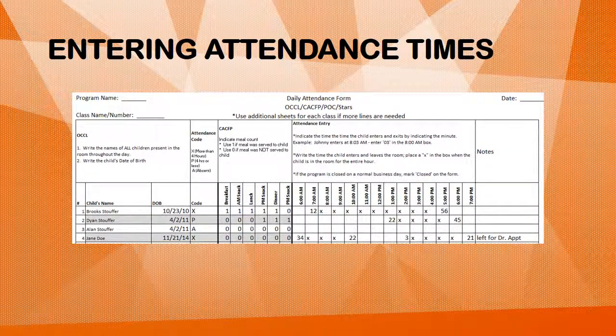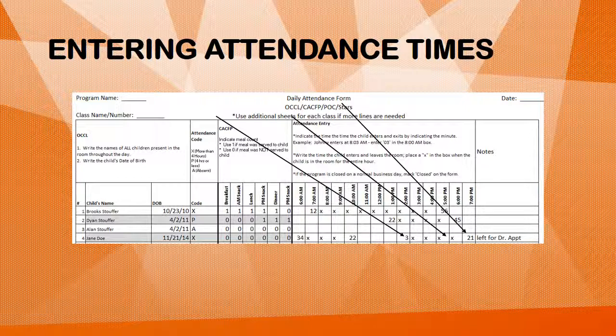Let's look at the unique case of Jane Doe. Jane Doe entered the classroom at 6:34 a.m., therefore 34 was written in the 6 a.m. box. She remained with her class, as indicated by the X's, until 10:22, therefore 22 was written into the box. Jane then returned to the classroom at 2:03, therefore 3 was written in the 2 o'clock box. She remained with her class until 7:21 p.m., and therefore 21 is written in the 7 o'clock box.